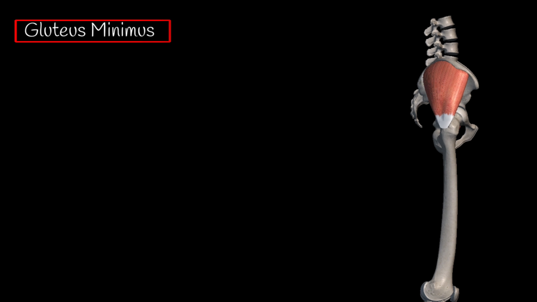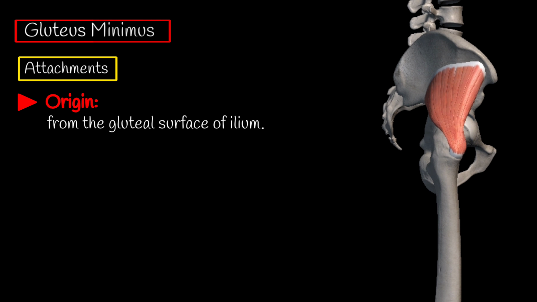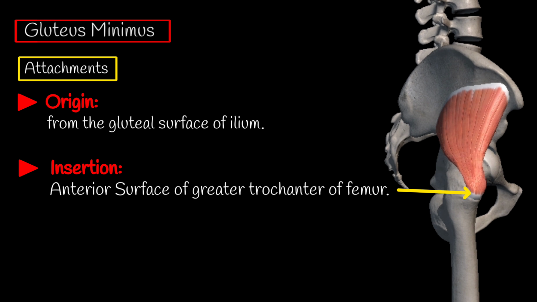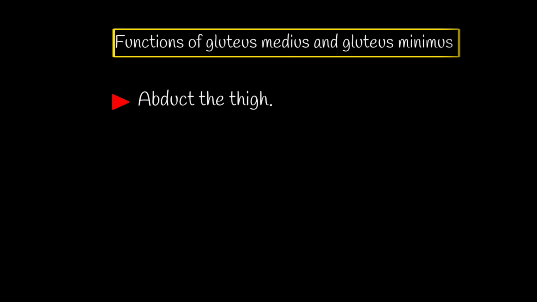Next, we have Gluteus Minimus. Gluteus Minimus is present below the Gluteus Medius. It also arises from the gluteal surface of ilium between anterior and posterior gluteal lines. Like the Gluteus Medius, it is also inserted on the greater trochanter of femur, but on the anterior surface. The Gluteus Medius and Gluteus Minimus collectively act to abduct and medially rotate the thigh.